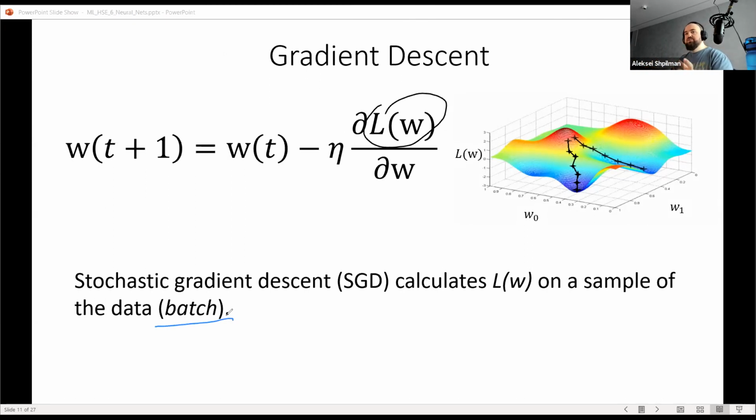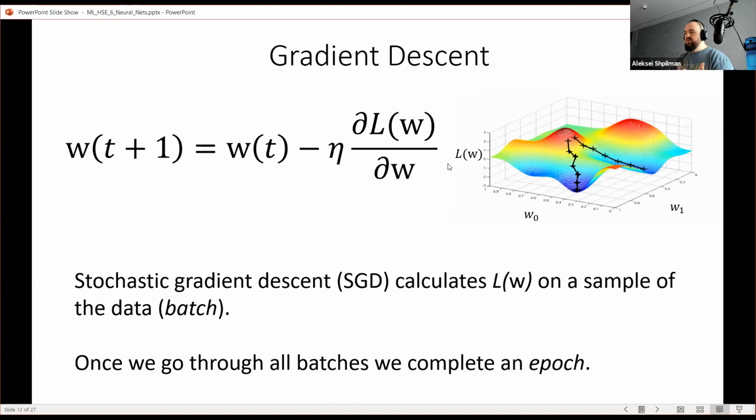So a batch is points from the data set that we calculate the loss on to take a gradient descent step. And an intuitively good way to do gradient descent is to go over all points in the data set, but batch by batch. And once we go through all points in the data set batch by batch, we will complete what is called an epoch. So an epoch is once we go through all points in the data set. Any questions so far?